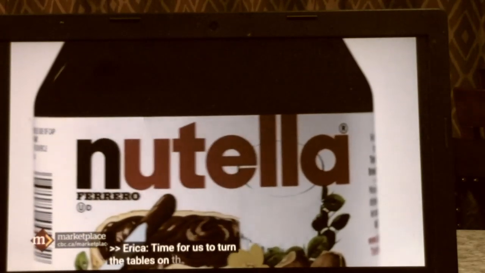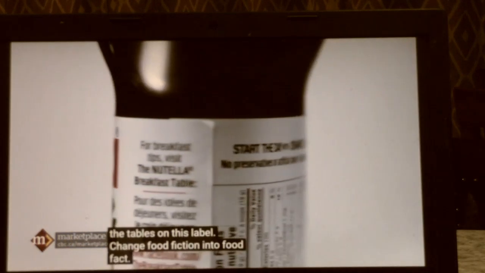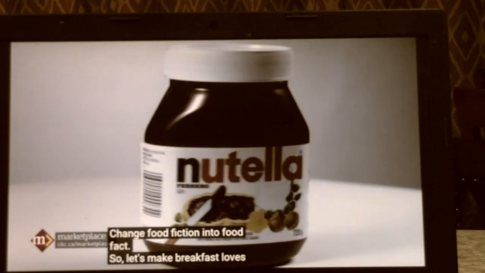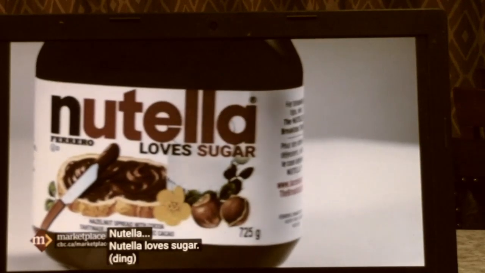Time for us to turn the tables on this label, change food fiction into food fact. So let's make "breakfast loves Nutella" into "Nutella loves sugar."